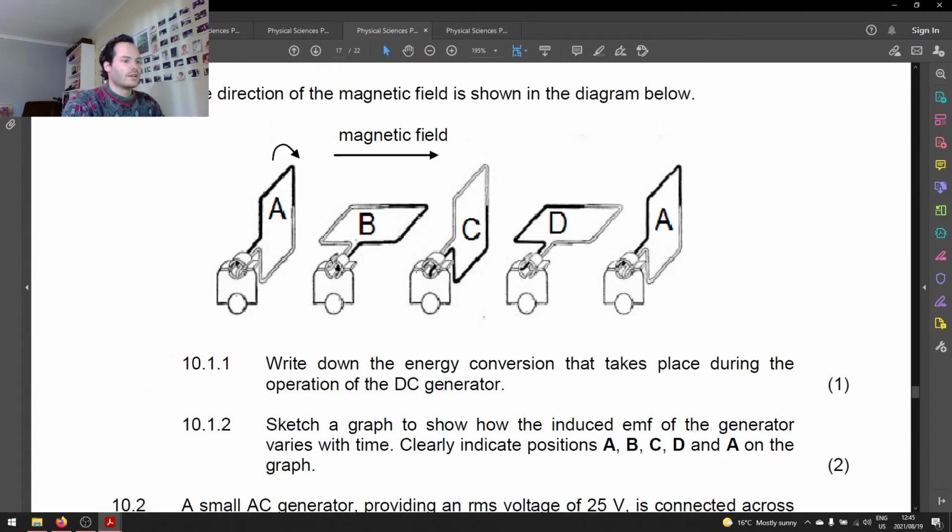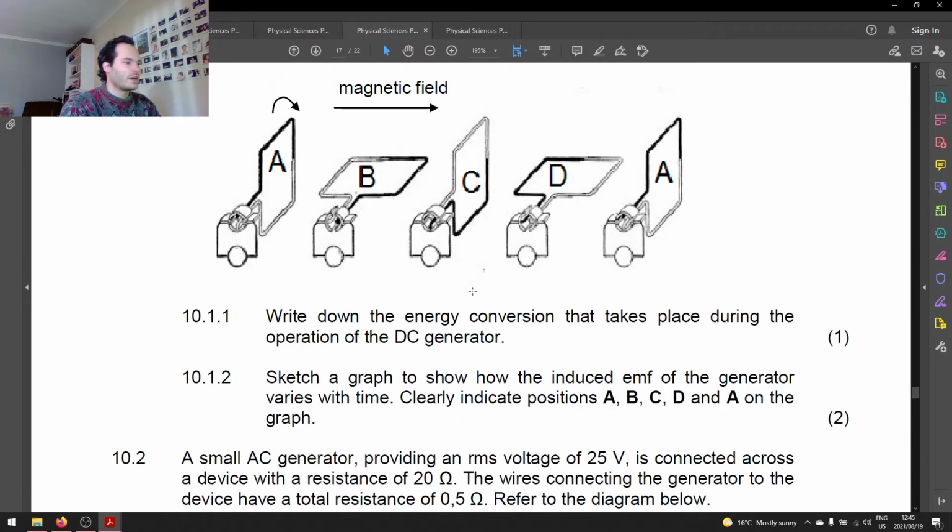All right, then they say sketch a graph to show how the induced EMF of the generator varies with time. Clearly indicate positions A, B, C, D, and A on the graph. Now this is going to form a sine graph, except it's a DC generator, so it's going to do the bunny hopping. It's not going to go above and below the x-axis. It's just going to stay above the x-axis. The only thing we need to figure out here is where do I start? And as a rule, if the coil is vertical, remember then the normal and the magnetic field are going to form a 0-degree angle between them.